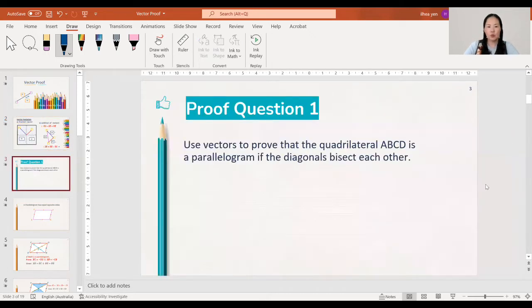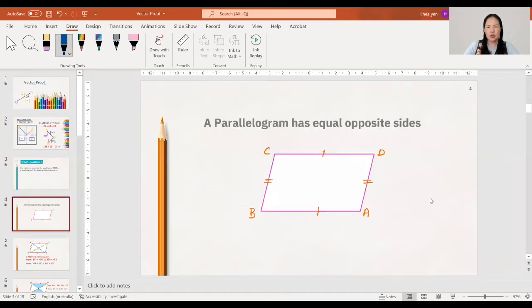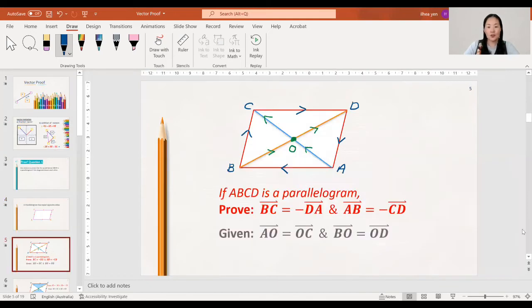Let's have a look at question 1. Use vectors to prove that the quadrilateral ABCD is a parallelogram if the diagonals bisect each other. There are about 5 or 6 properties, but I'm just going to use one for this proof. I'm going to use that a parallelogram has equal opposite sides. That means AB is equal to CD and BC equals AD. So put that into vector terms, it'll look like this.